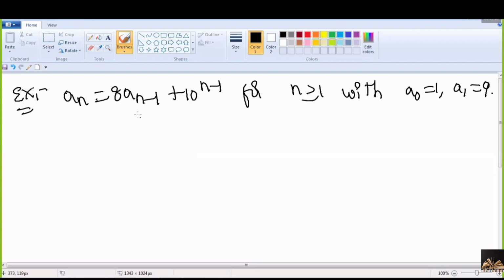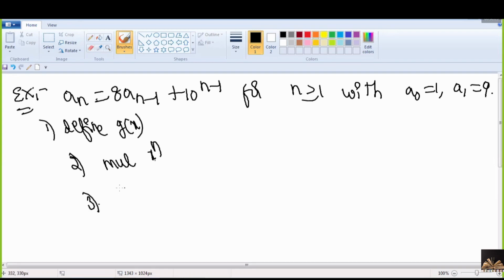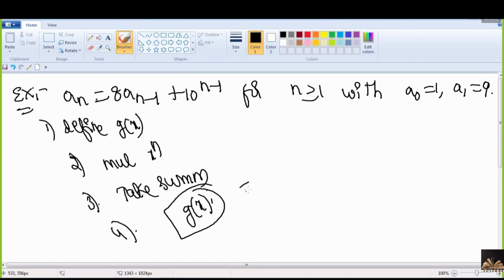Now you try to solve this. I'll give you 10 minutes of time. Same thing. First step is, always define the generating function, and the second step is multiply the recurrence relation with x power n, and in the third step take the summation, and after that you try to rewrite the recurrence relation to get g of x in the form of g of x equal to summation n equal to 0 to infinity a n x power n. Try to solve this.